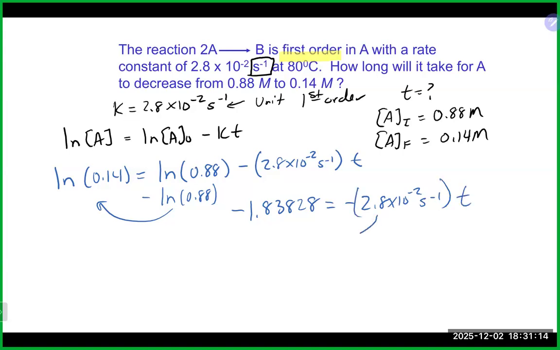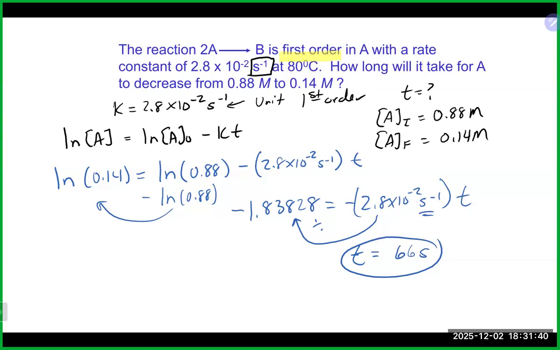At this point, I'm going to divide this to the other side. And if I do that, don't forget the negative comes with that. I'm going to get a t, or a time, that is equal to about 66 seconds. And the units would come from here as I divide it to the other side. The 1 over seconds flips to the right way and now becomes seconds as you do it there.